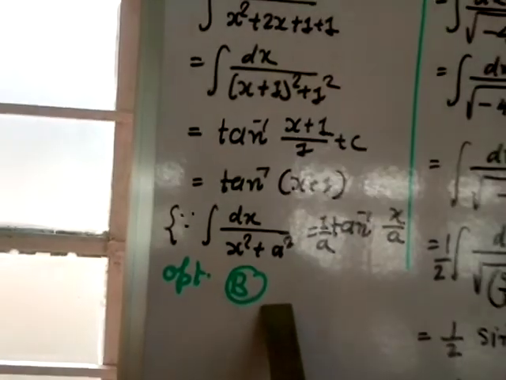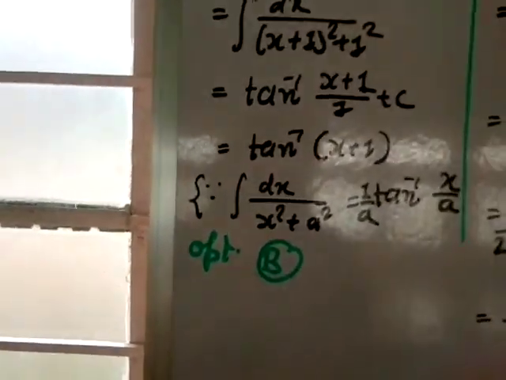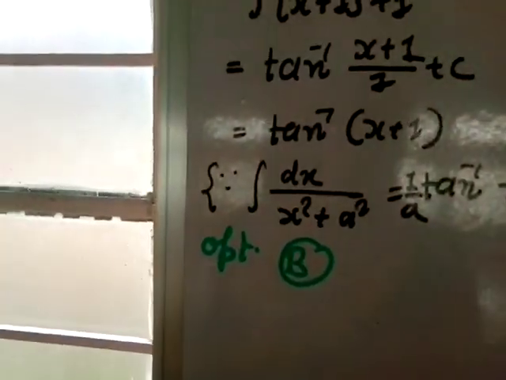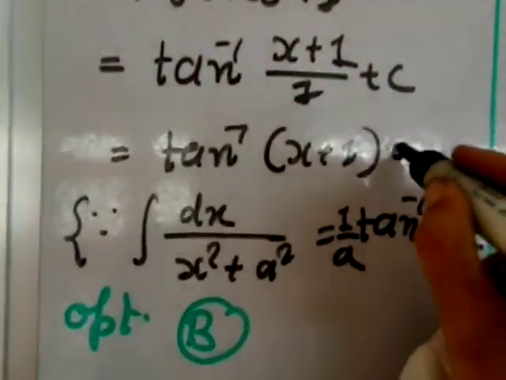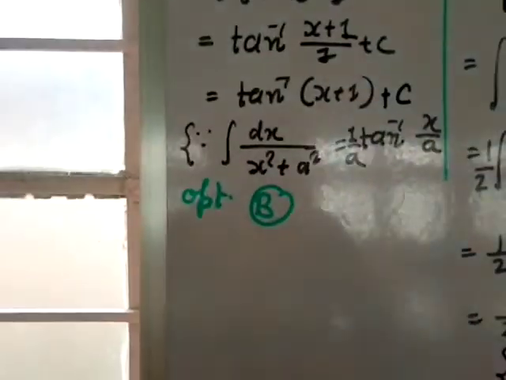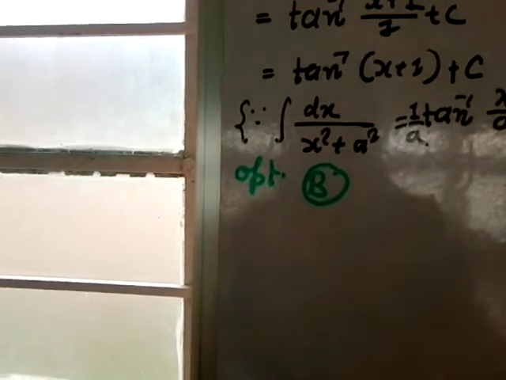The option B is the correct option. Here plus c is missing in the option, just write it plus c. Okay, so that is missing. So option B is the correct option.